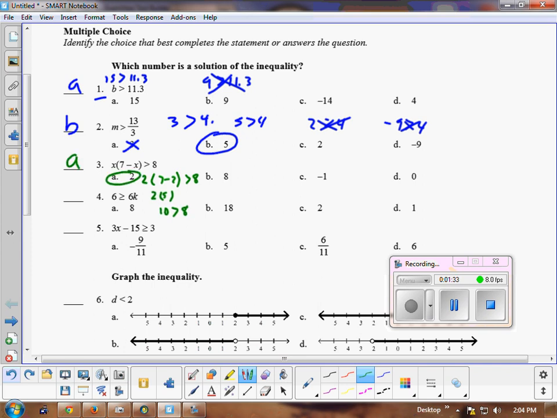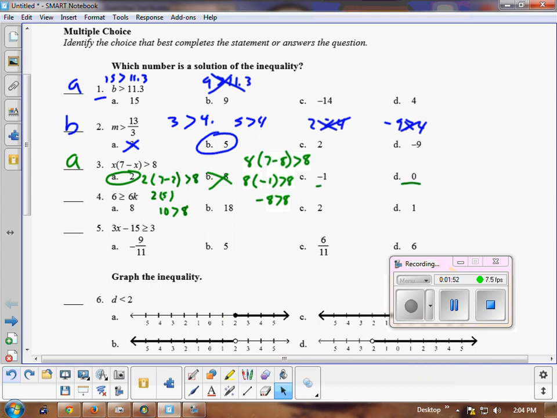What if we were to try an 8? Is 8 times 7 minus 8 greater than 8? And is 8 times negative 1 greater than 8? And that is an incorrect statement, so that does not work. And these ones don't work either. You can test them yourself.